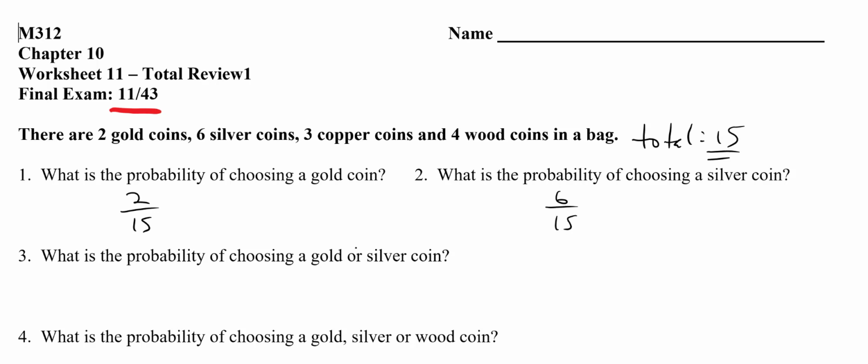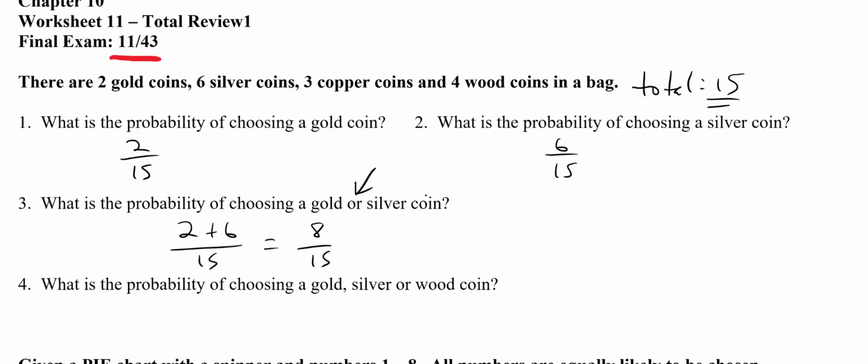Pretty easy. Now you've got the word "or" here. Remember, that just means add. So gold or silver: 2 gold or 6 silver out of 15. So it's 8 over 15, and leave it as a fraction, always. Probability of choosing a gold, silver, or wood? Just add all those together. So 2 gold, 6 silver, and 4 wood over 15. So we get 12 over 15. Okay, cool.